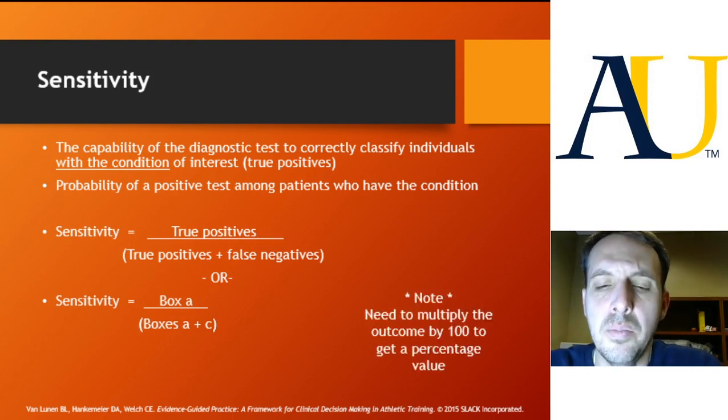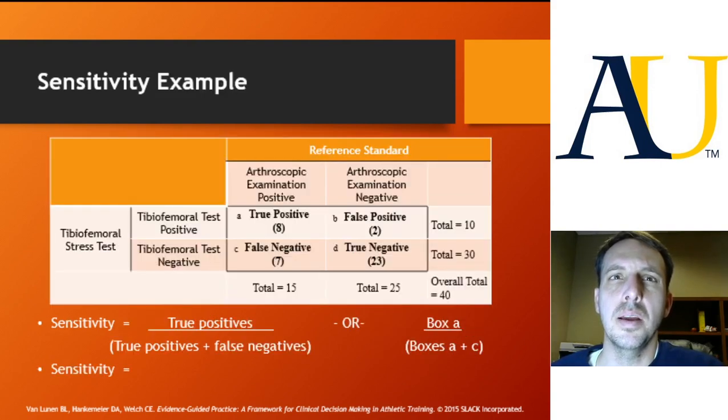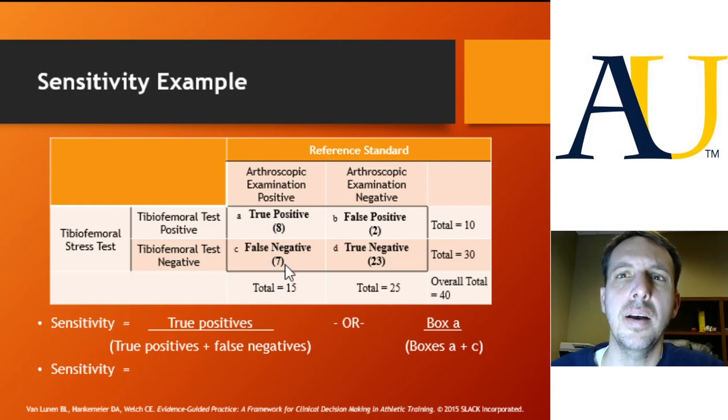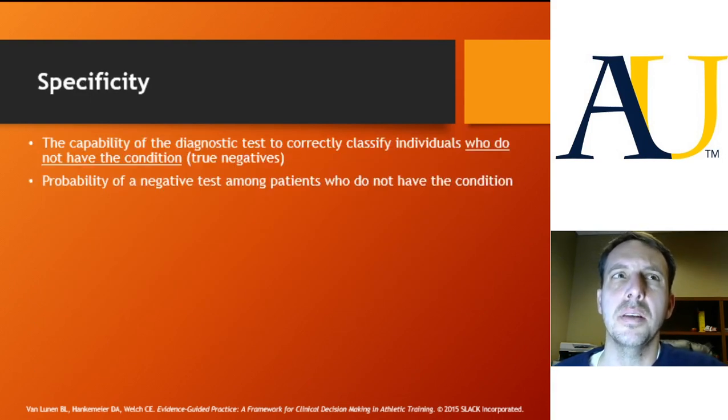And so anytime we are doing any of these mathematical equations, remember that we end up multiplying these by 100 to get a percentage. Otherwise, we're just getting the decimal rating. And so you can see in this sensitivity example from what we've been talking about previously, we have the number of individuals that were identified correctly as far as the true positives in box A. And then we had 15 people, which is A and C, that were identified by the arthroscopic examination, multiply that by 100, and that gives us our sensitivity.